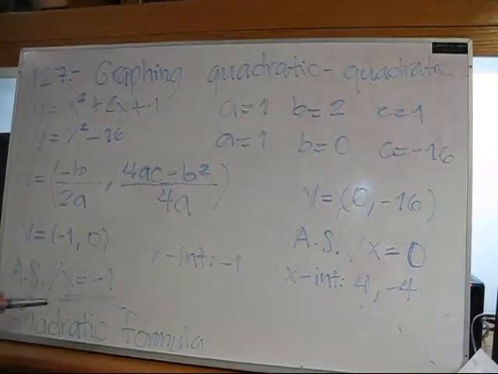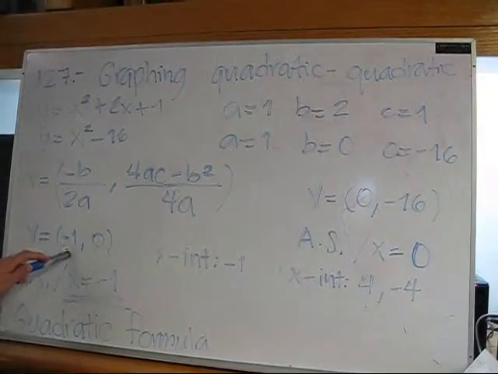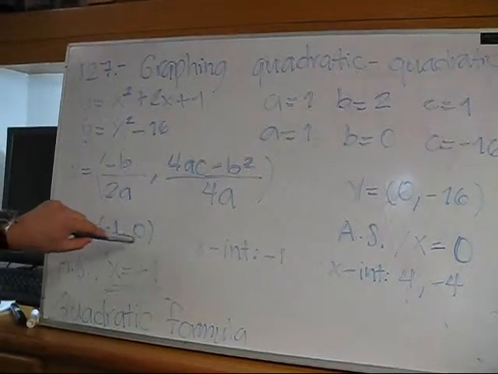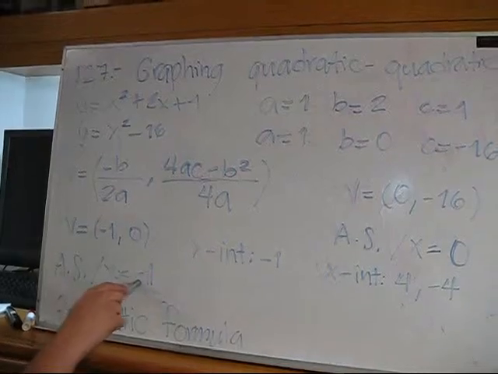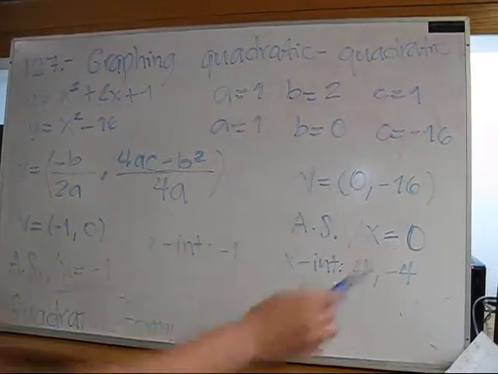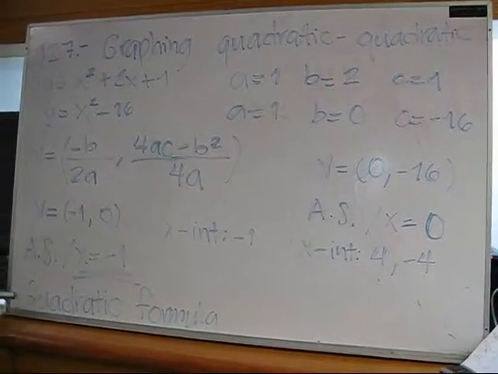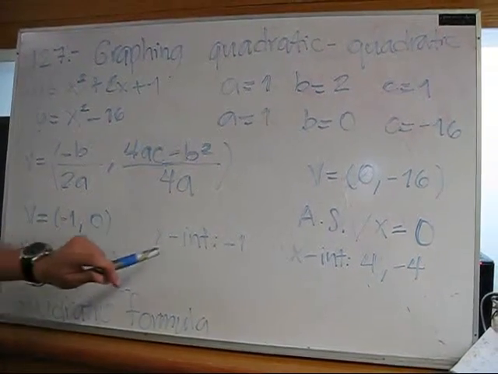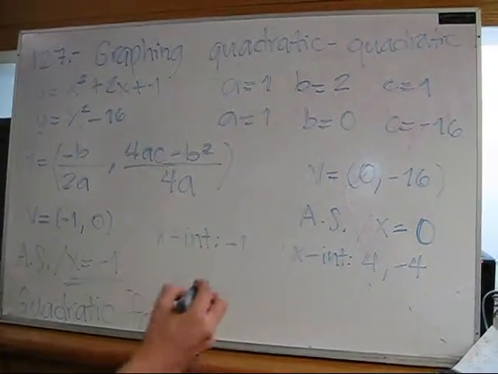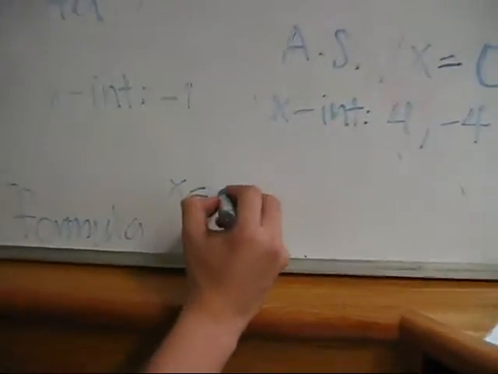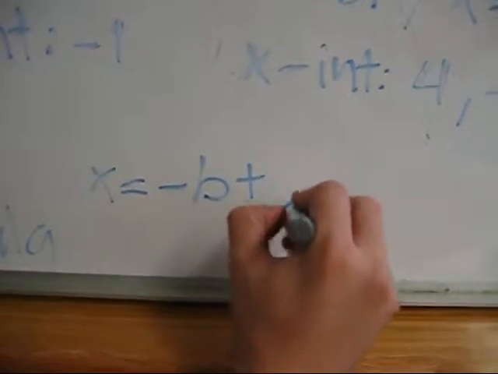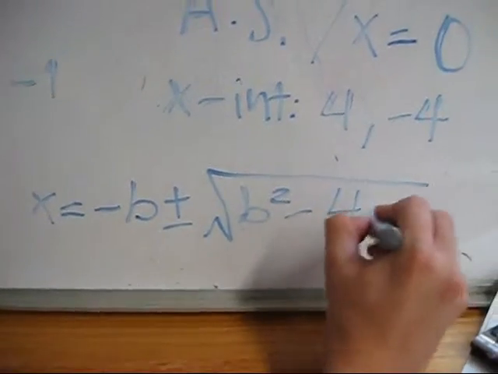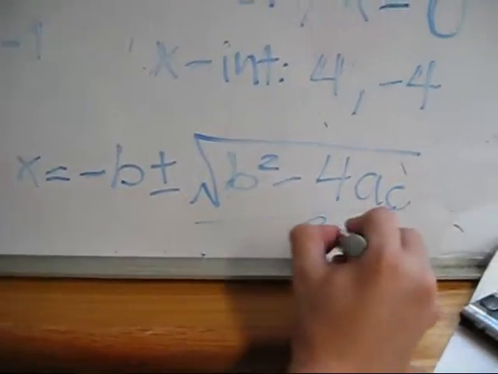Then the axis of symmetry is basically the value of x. Remember that the first value of the vertex is x and the second one is y, so the axis of symmetry will be negative 1 in this case, and 0 in the other. And then you have to use the quadratic formula to obtain the x-intercepts. Remember the quadratic formula: x is equal to negative b plus or minus the square root of b squared minus 4ac, over 2a.